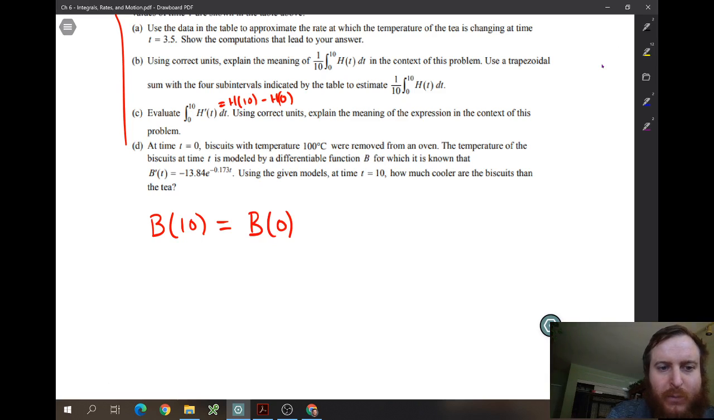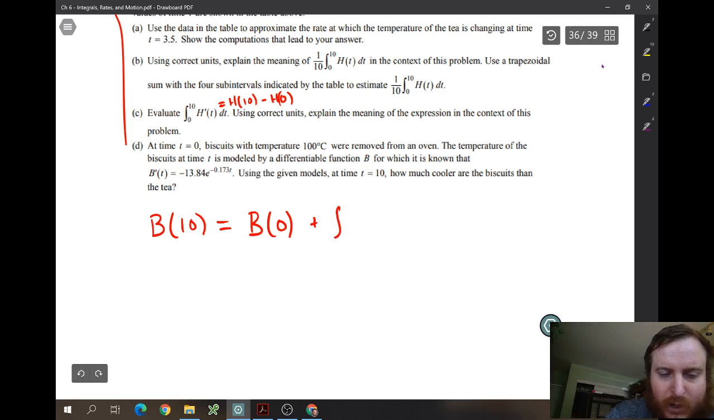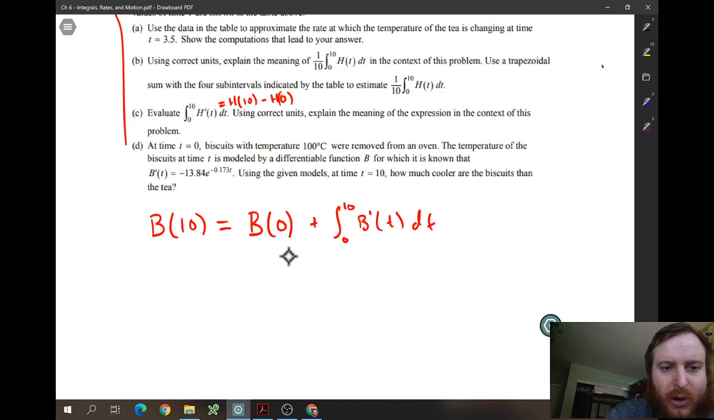this is a little bit weird, but normally we would want to say minus, but this already has the negative. It's a little bit weird because it doesn't say that the biscuits are cooling. If it said the biscuits are cooling, we would have put minus, but it just says the temperature of the biscuits is modeled by this function, b prime. So this is going to be plus the integral from 0 to 10 of b prime of t dt. Now, if you had accidentally done minus here, and you got a temperature that was greater than 100, just realize, oh crap, my biscuits are cooling. This should have been a plus.